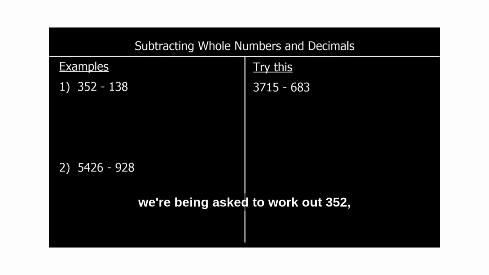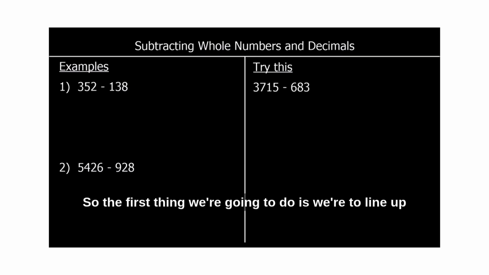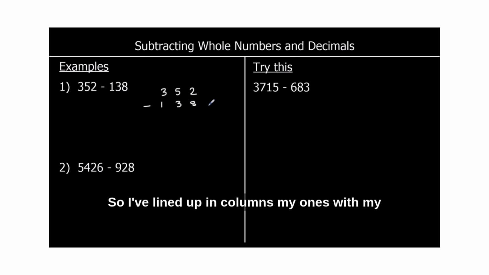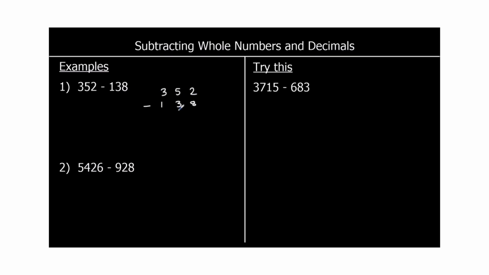We're being asked to work out 352 take away 138. So the first thing we're going to do is line up our numbers. So we've got 352, and we're going to take away from that 138. So I've lined up in columns my ones with my ones, my tens with my tens, and my hundreds with my hundreds. And now we're ready to take away.